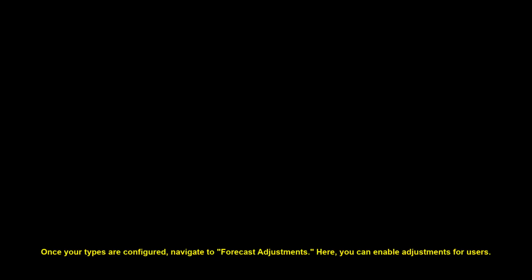Once your types are configured, navigate to Forecast Adjustments. Here, you can enable adjustments for users. This allows users to modify forecast numbers based on their insights.